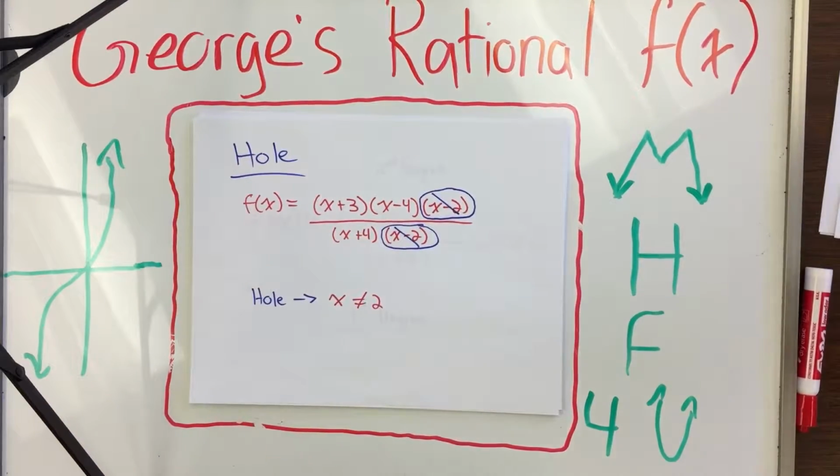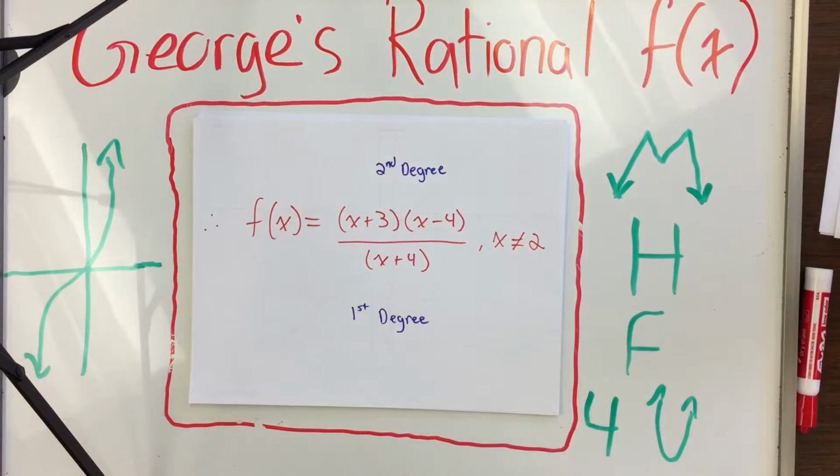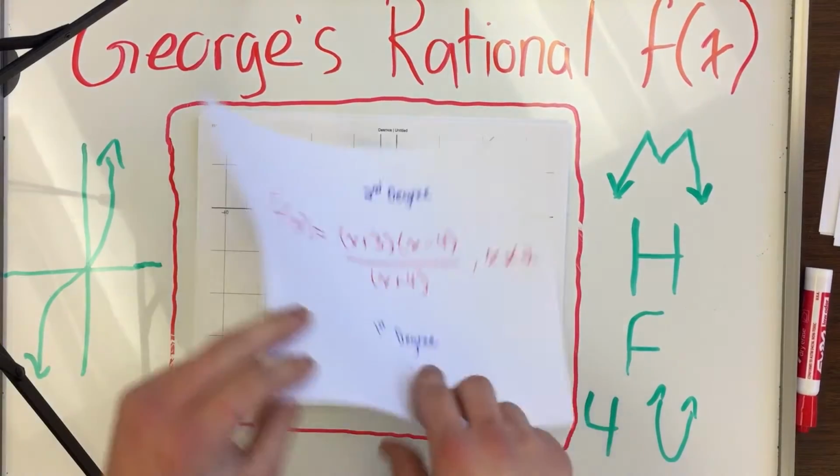As you can see, there's a common factor in the numerator as well as in the denominator, and anything divided by itself is equal to 1, so these factors cancel out, and a hole will occur on the graph at x cannot equal 2. So this produces the function (x plus 3)(x minus 4) over x plus 4, where x cannot equal 2. It's a second degree function over a first degree polynomial.